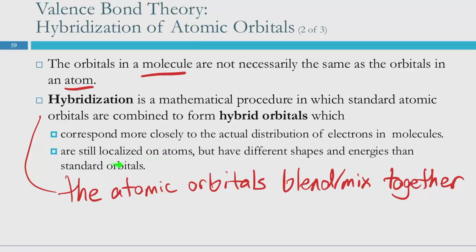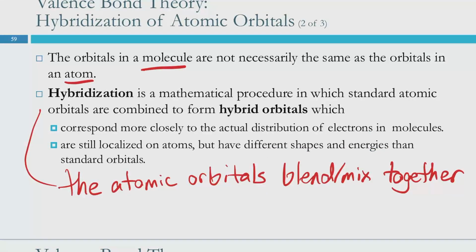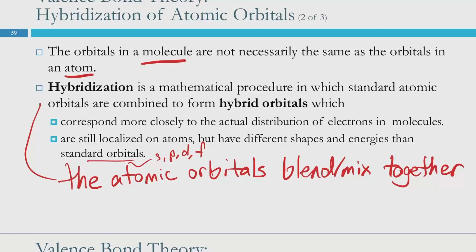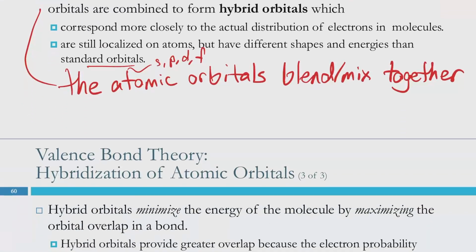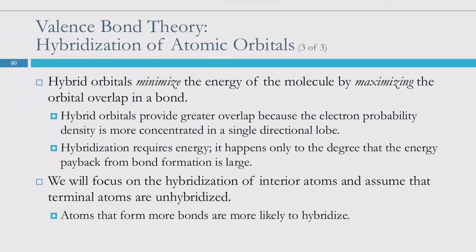They're still going to be localized, so they're still set on just that atom. They're not expanding outside of the atom, but they have different shapes and energies than our standard orbitals, our standard orbitals being those s, p, d, and f. The shapes, fortunately, are things that we've already learned. They're shapes that we've looked at for electron geometries, so that's very convenient. We'll see some of those. So the point of hybrid orbitals is to minimize energy, lower our energy for our molecule by maximizing the orbital overlap.